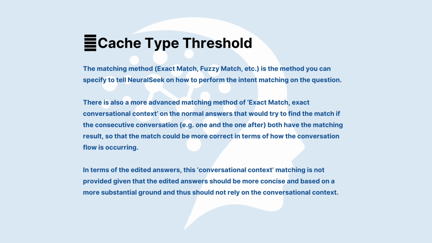For example, if you set the threshold to 5, the caching will not start until there exist 5 or more different answers to the given question. Setting the threshold to 1 would let NeuralSeek start caching as soon as it sees at least a single answer exists. Setting the value to 0 will disable caching completely.